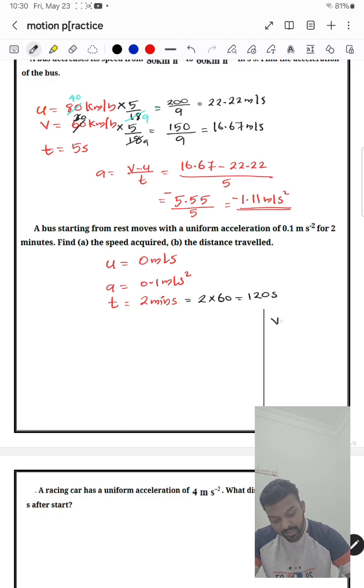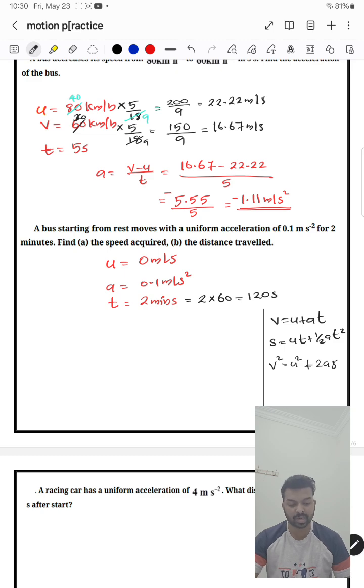It is v is equal to u plus at, and then s is equal to ut plus half at square, and then v square is equal to u square plus 2as. These are the 3 equations that you have to understand. Clear? Only if you do it the right way will you get the right answer. Clear? Okay, now going on, let me just make it a little bit better. So v square is equal to u square plus 2as.